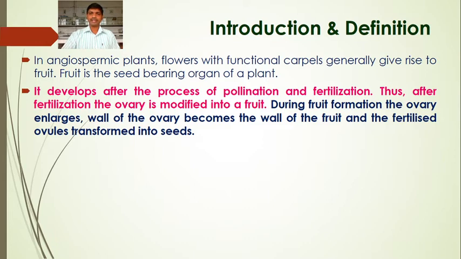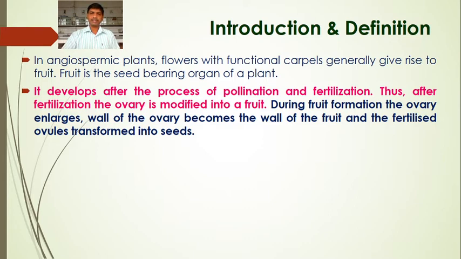The ovule is the female reproductive structure, the female gametophyte that possesses the egg cell. One male gamete fuses with the egg cell; this is called first fertilization or syngamy. The other male gamete fuses with the secondary polar nuclei; this is the second fertilization or triple fusion. So pollination and fertilization are responsible for the formation of the fruit. Thus after fertilization the ovary is modified into a fruit.